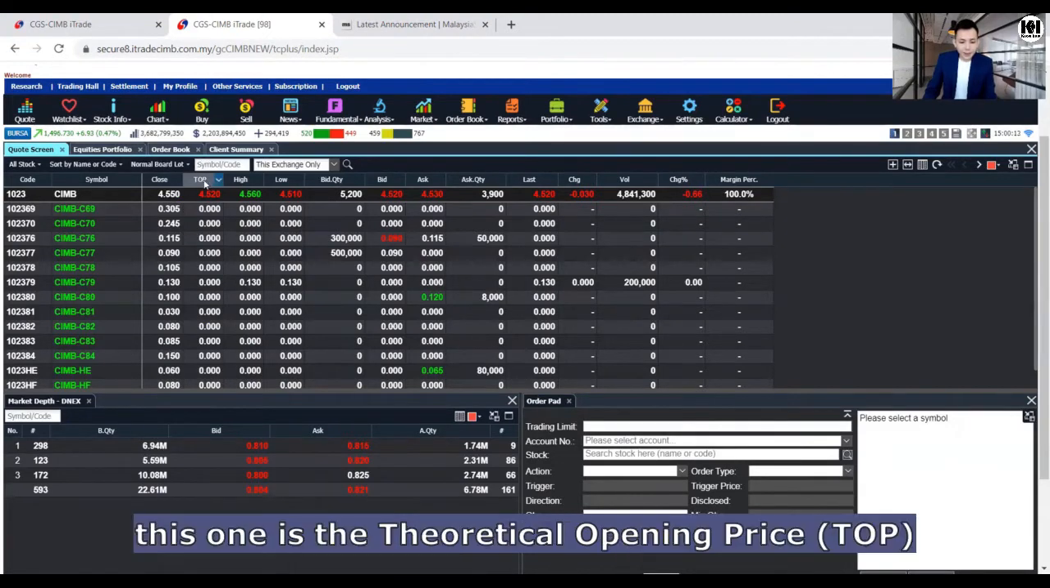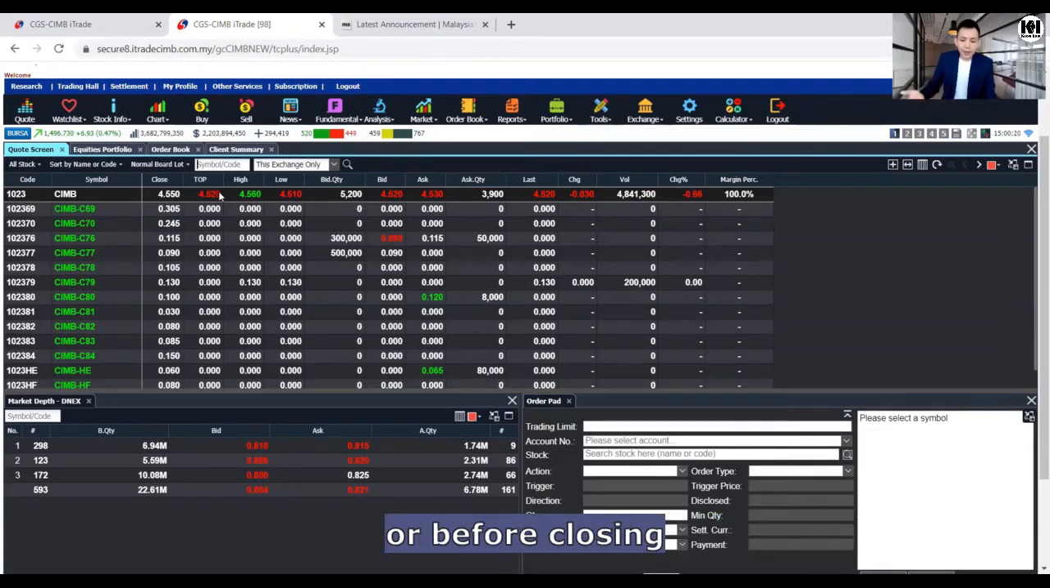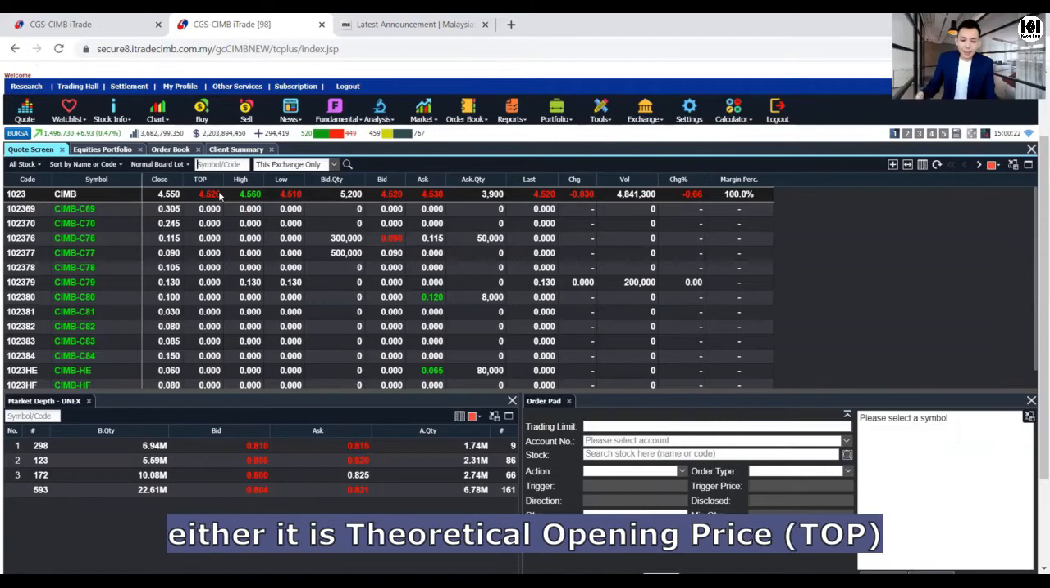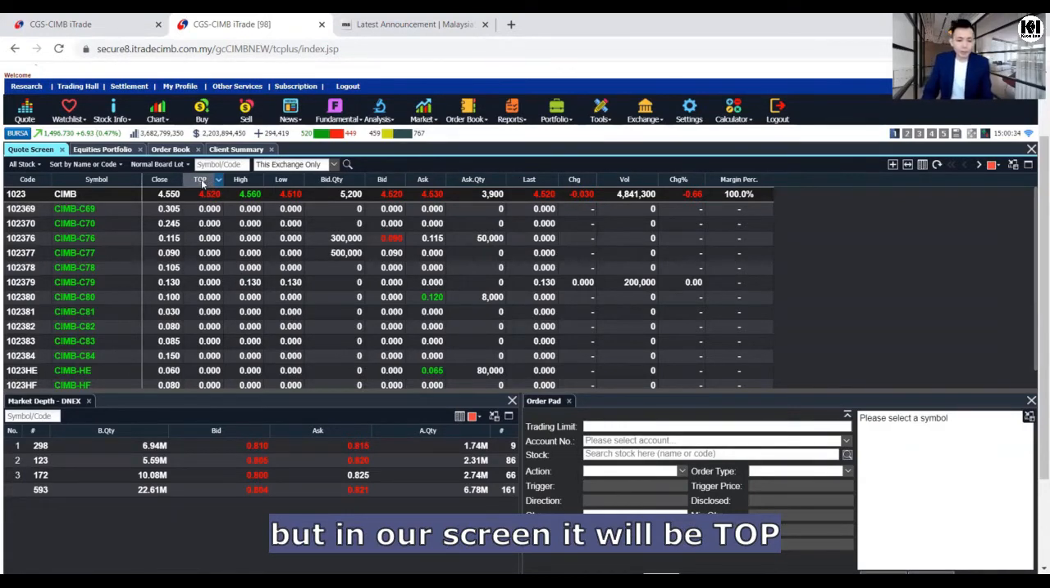TOP. This one is the theoretical opening price. This one is the pre-opening price before the market opens or before closing. Either it is the theoretical opening price or the theoretical closing price, TCP. But in our screen, it will be TOP.